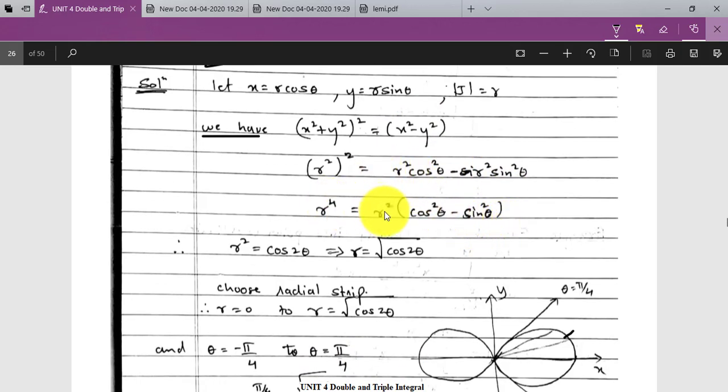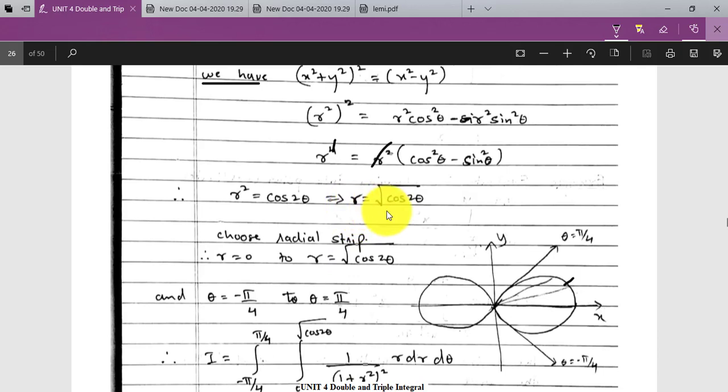So this r to the power 4, this is r square, so this r square and this square get cancelled, so it is r^2 = cos 2 theta, or it can be written as r is equal to square root of cos 2 theta. Till here you have come to your conclusion.